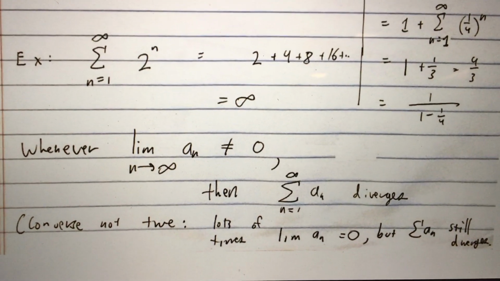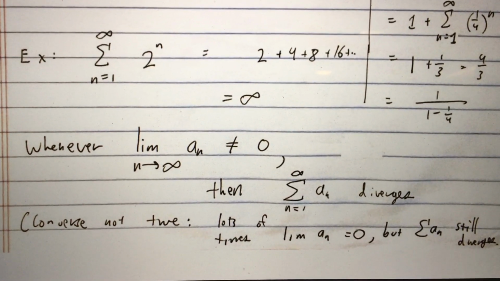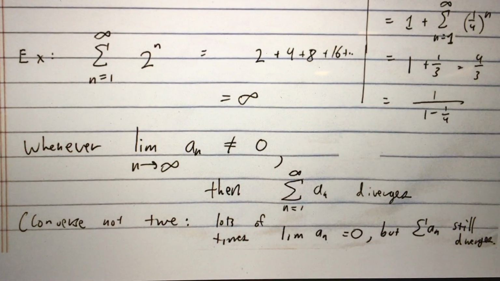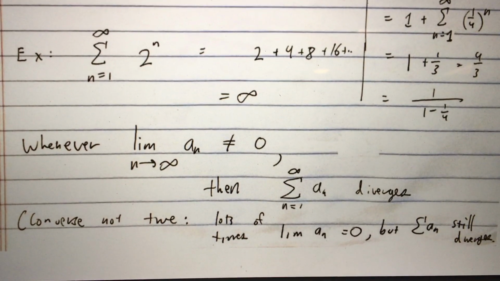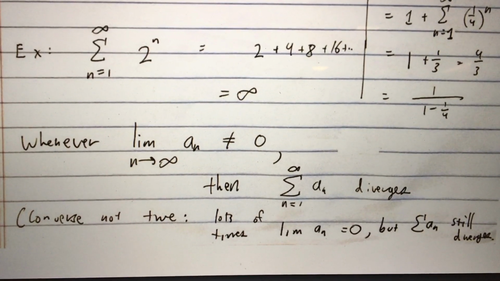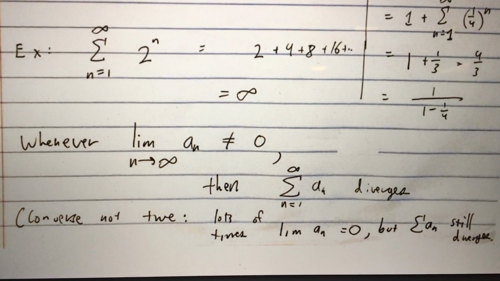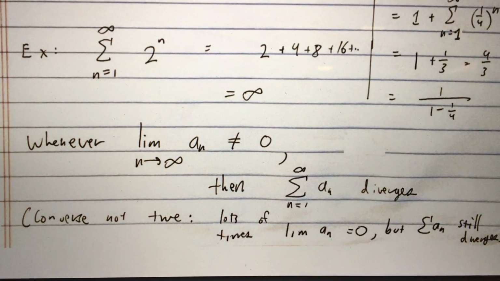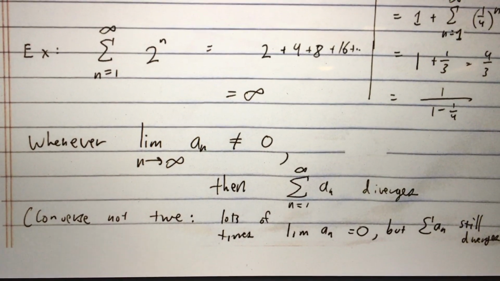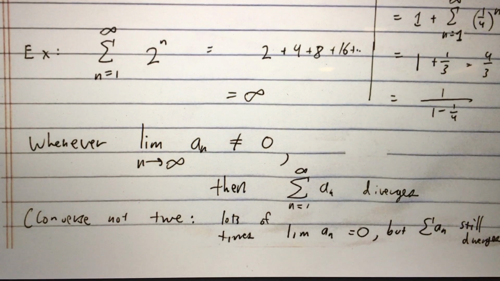This example is actually very easy. The sum from n equals 1 to infinity of 2 to the n is 2 plus 4 plus 8 plus 16. So it's adding on larger and larger amounts every time. And even the terms of this series are going to infinity. The whole series itself is definitely going to infinity.